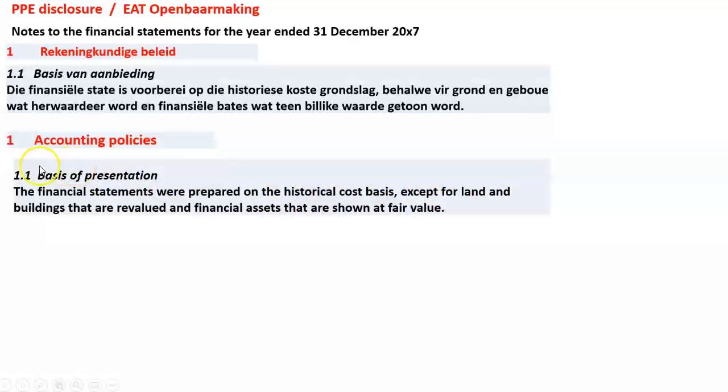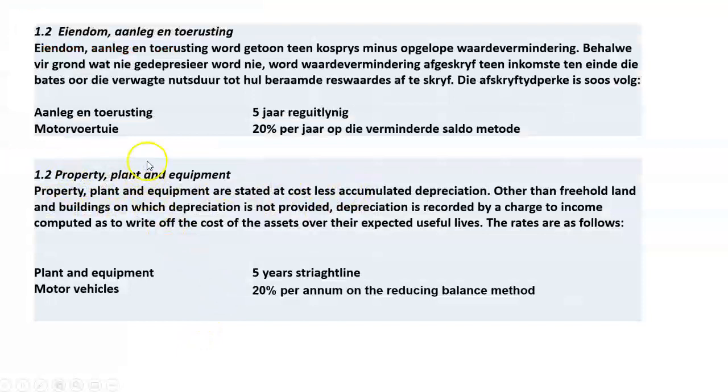So then, when we're going to start with accounting policies, and I require the accounting policy note, you will start with your basis of presentation, telling me that all the figures except our land and buildings were prepared on the historical cost basis. Land and buildings were actually prepared on the revaluation method. My second accounting policy note is the note specifically based on property, plant and equipment.